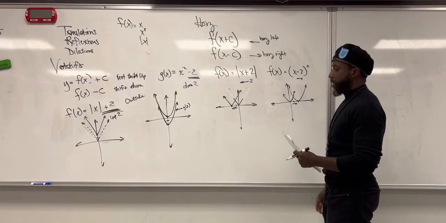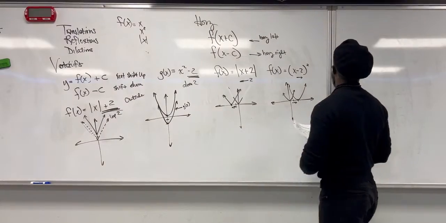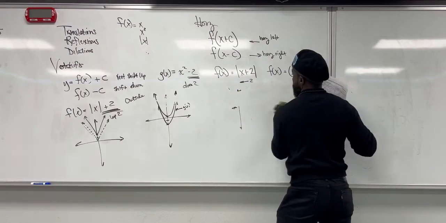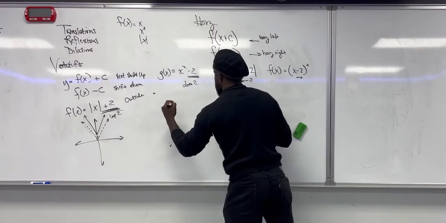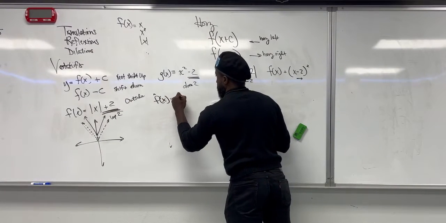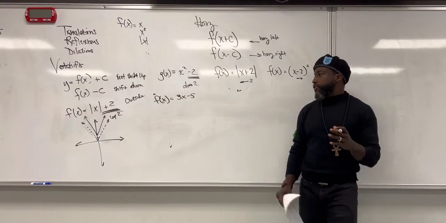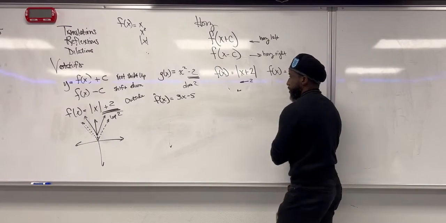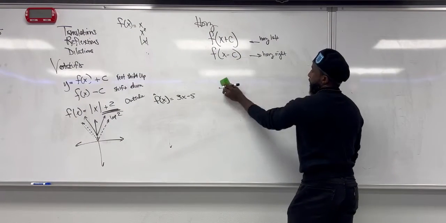Let's do an example. So look at example 1. I'll erase these graphs. Example 1. It says, given this function, f of x equals 3x minus 5, write the equation if it translates down 2 units. It translates down 2 units.